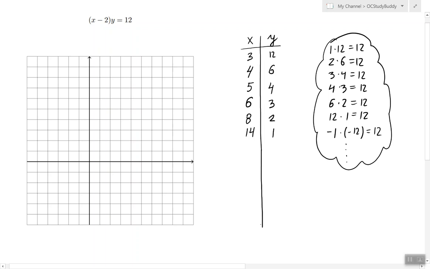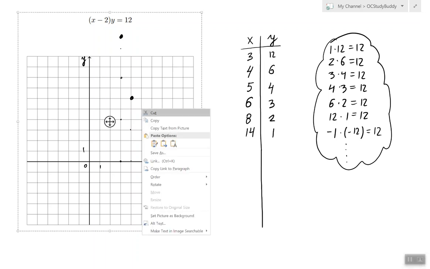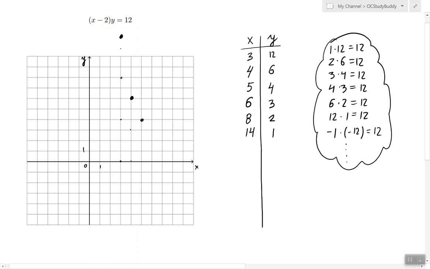So that gives us the following points. At 3 it's 12, at 4 it's 6, at 5 it's 4, at 6 it's 3, at 8 it's 2, and at 14 it's 1. So that gives us this shape.